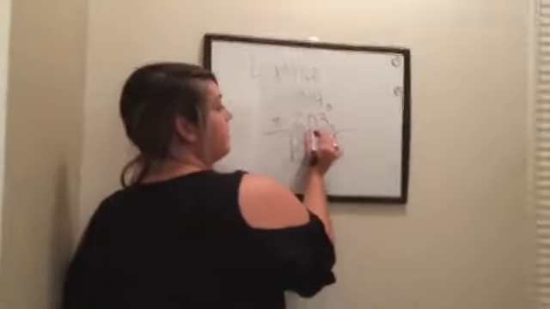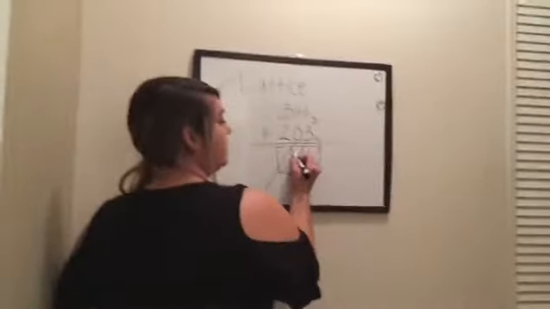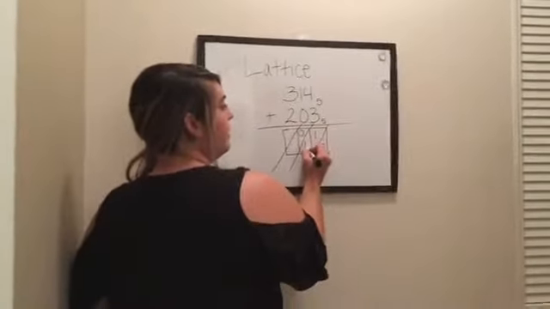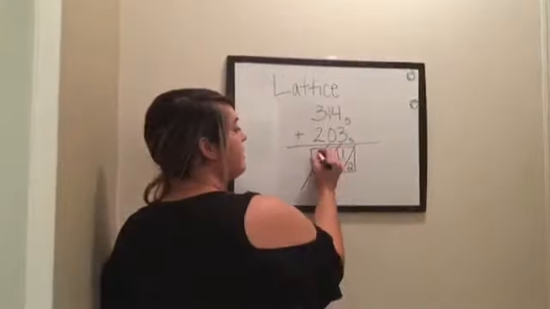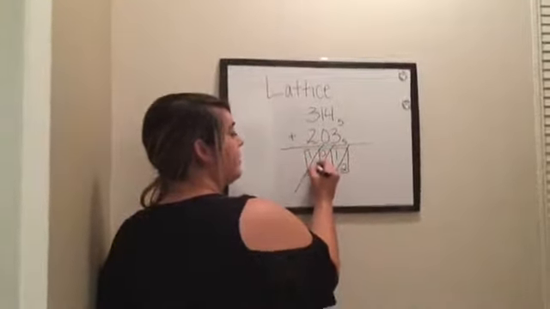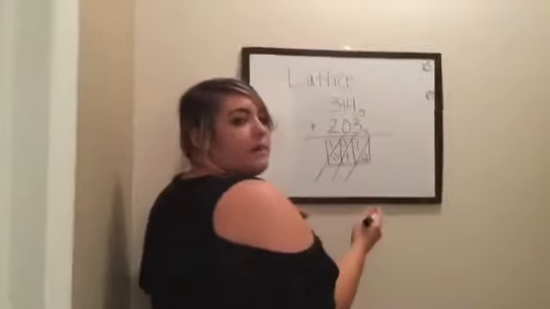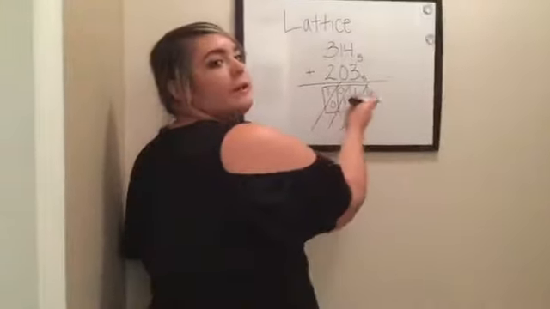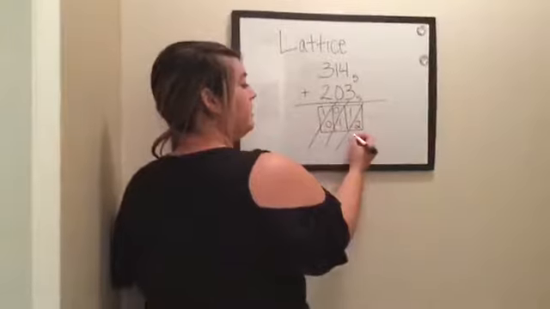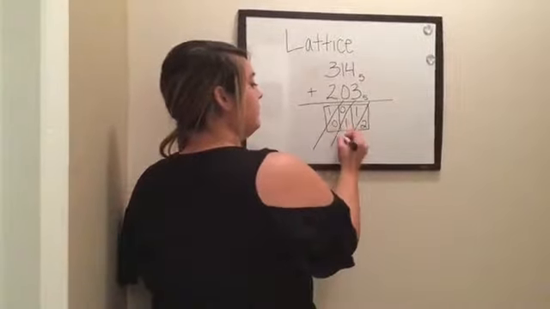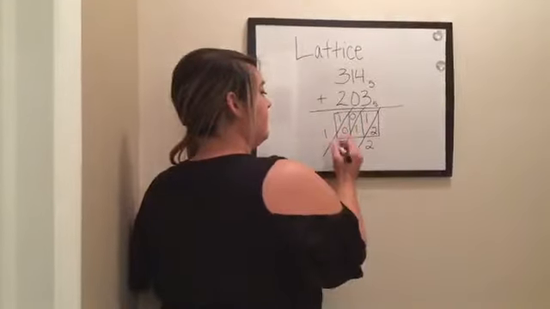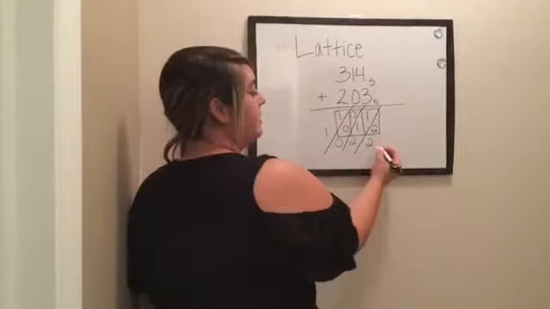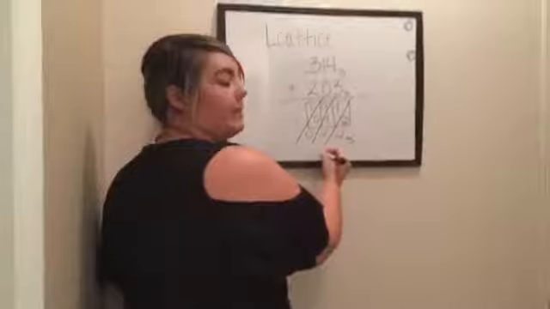1 plus 0 is 1, so we have 0 rods and 1 unit. 3 plus 2 is 5, which makes it 1 rod and 0 units. With the lattice method, you add diagonally for your answer. So our answer is 1,022 in base 5.